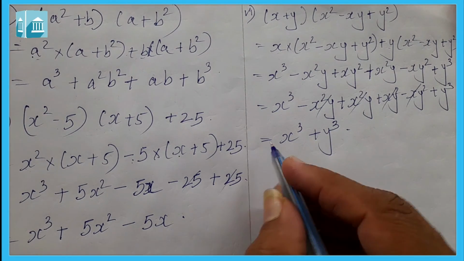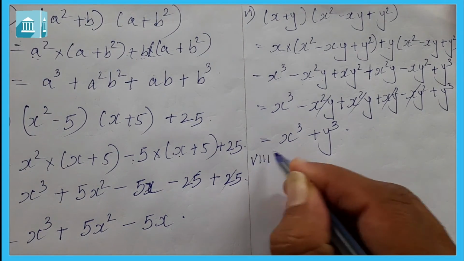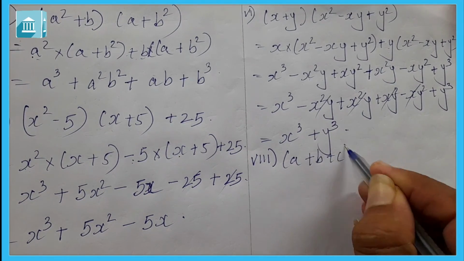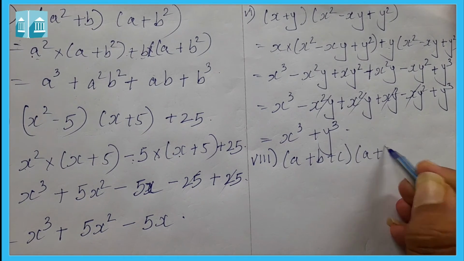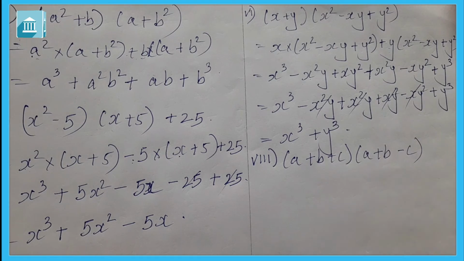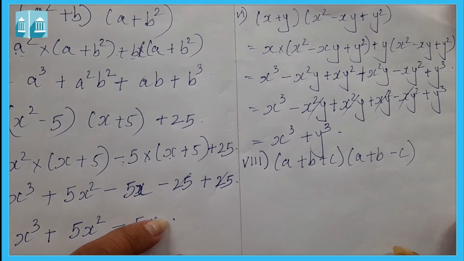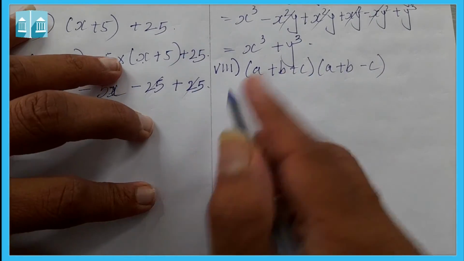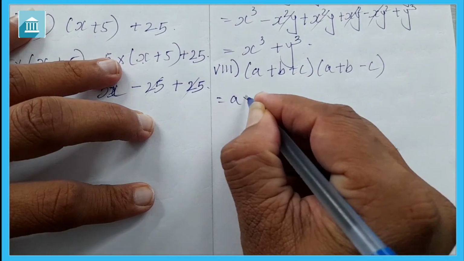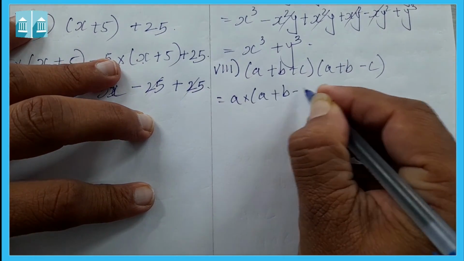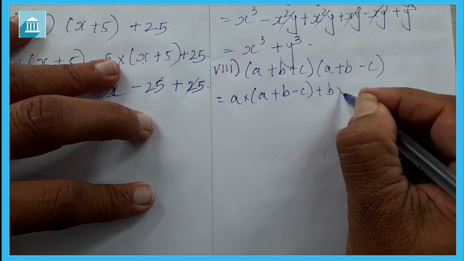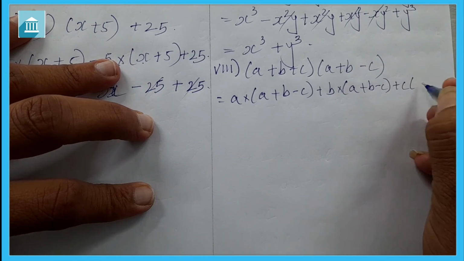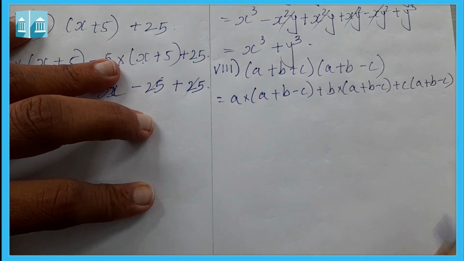Now let us do the last one, that is the eighth one of question number 3, that is a plus b plus c into a plus b minus c. This is trinomial to trinomial, that is polynomial to polynomial. Now here also again we have to do the same thing: a into a plus b minus c, plus b into a plus b minus c, plus c into a plus b minus c.